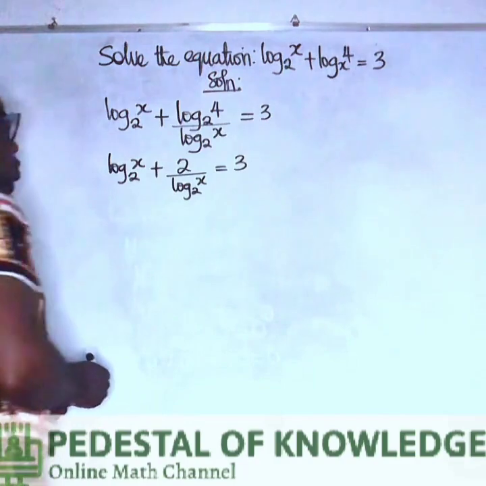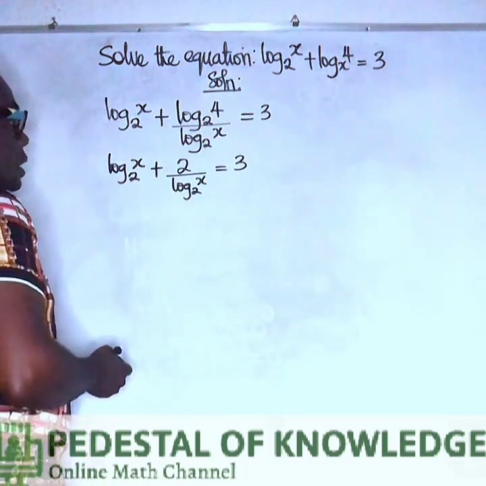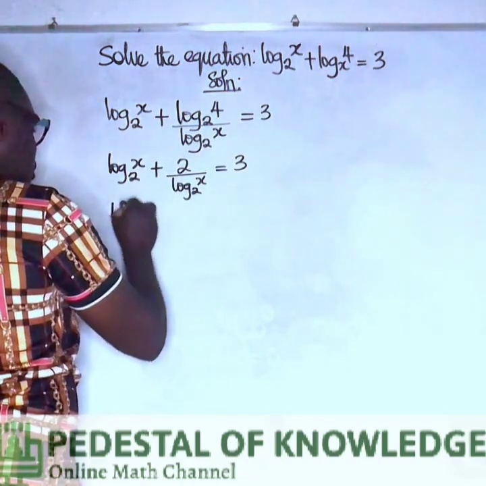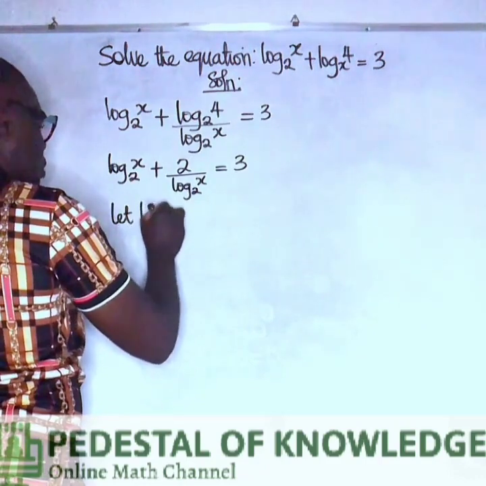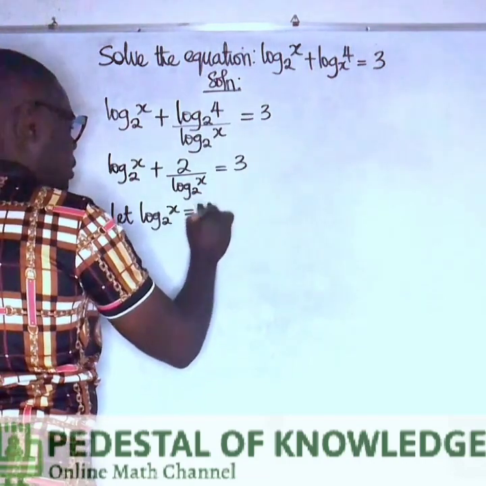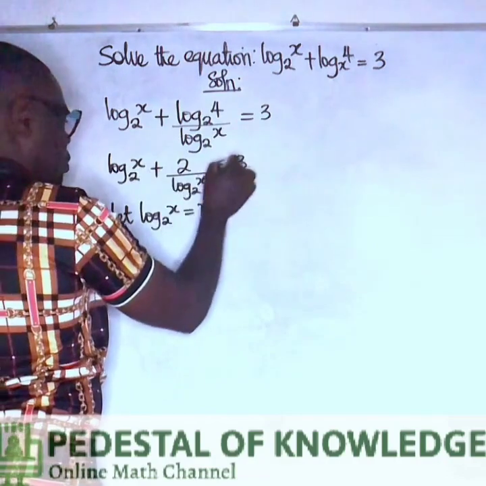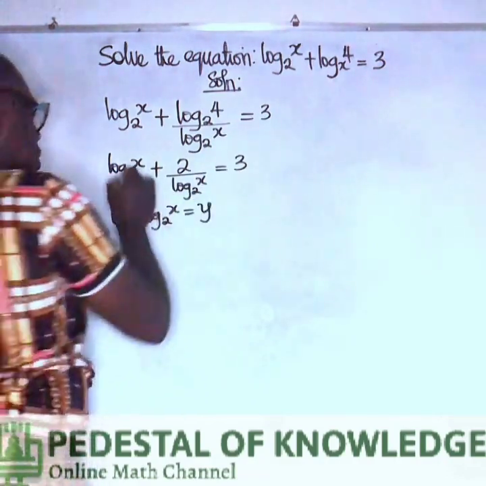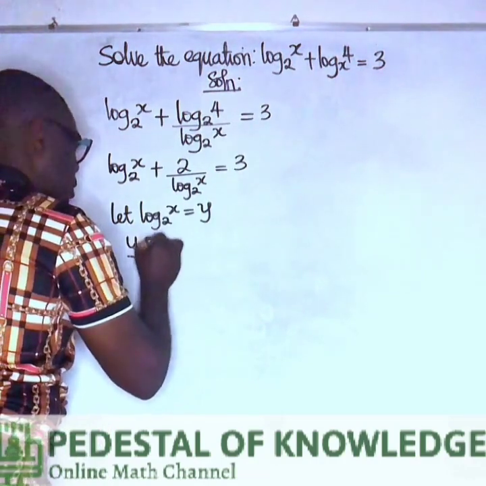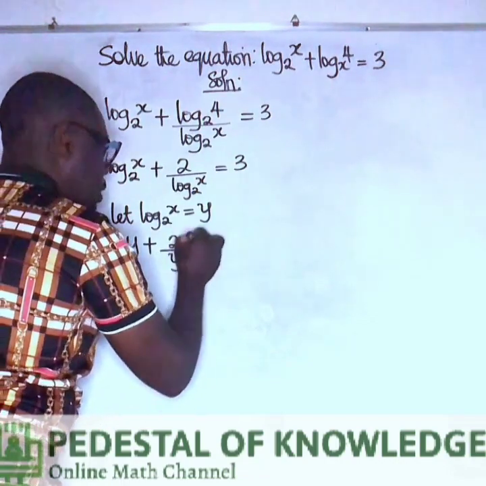So we're now going to let log x base 2 be equal to an arbitrary constant. Now let's call that constant y. So we have log x base 2, let's call it y. So what it means is that anywhere we see log x base 2 in this equation, we replace it with y. So this equation becomes y plus 2 divided by y is equal to 3.